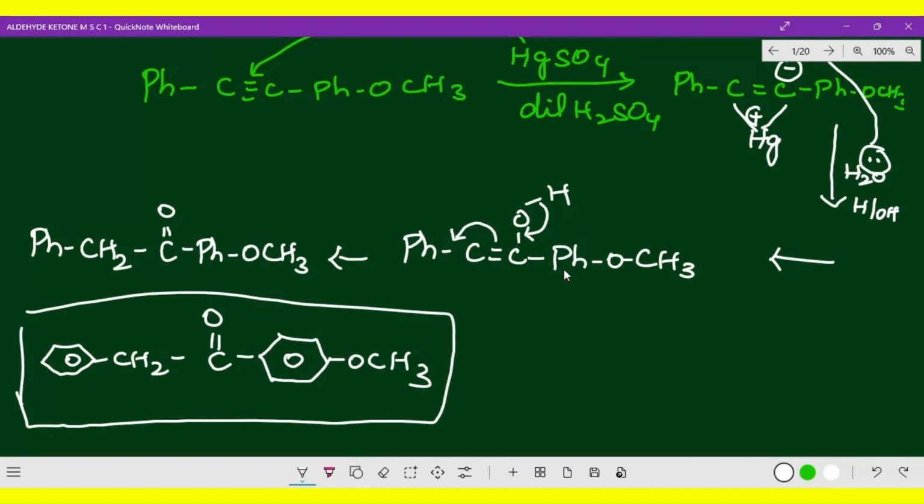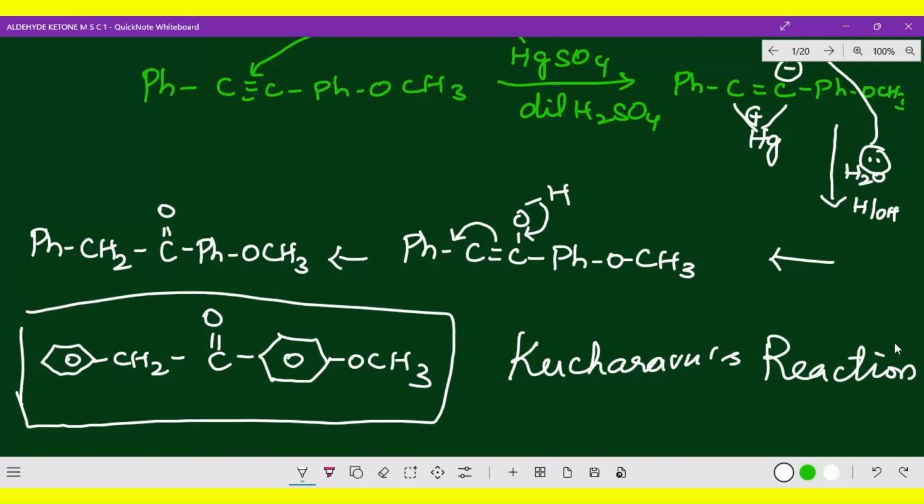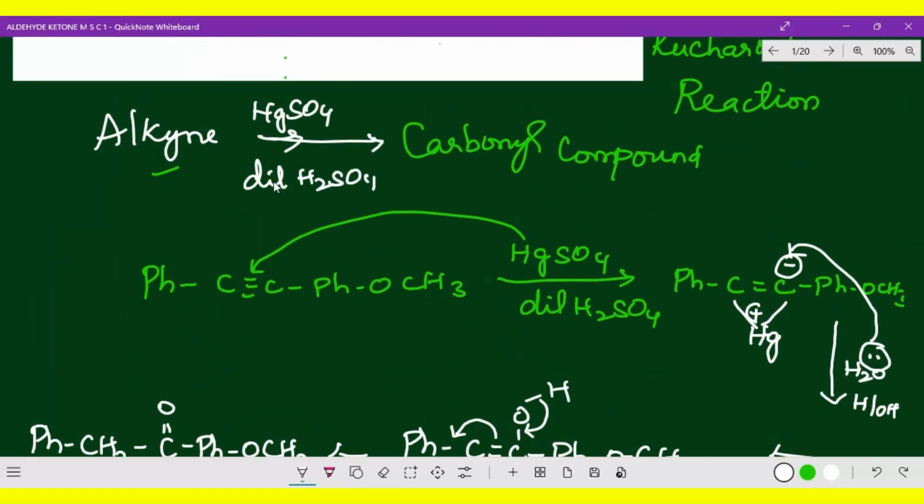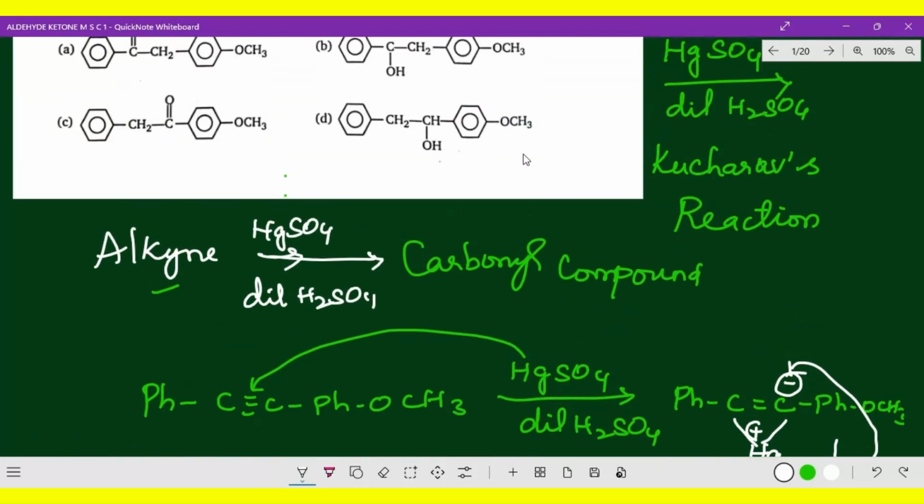How do we get this compound through Kucherov's reaction? Kucherov's reaction uses HgSO4 along with dilute H2SO4. I hope you got that clarity. Please remember, Kucherov's reaction converts an alkyne to a carbonyl compound. Hope you got the clarity.